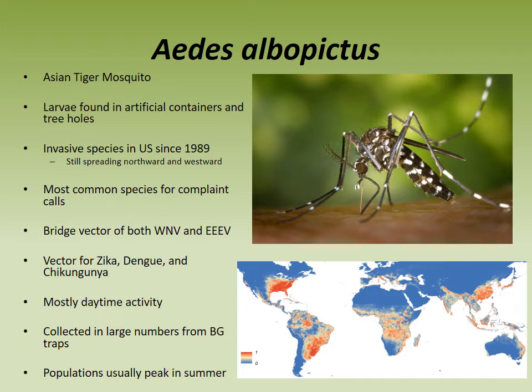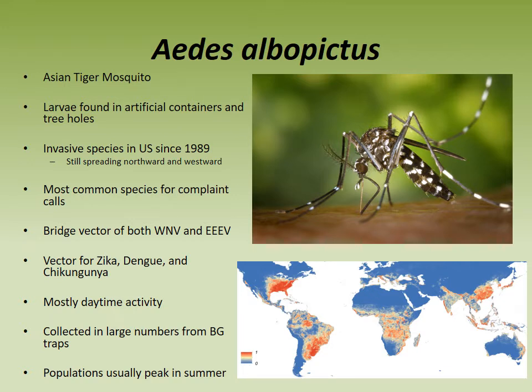But they can be collected in large numbers from BG traps. If you are using CDCs with a BG lure, no light bulb, hanging low, you can also collect large numbers, or so I've been told, you can collect large numbers of albopictus that way if you do not have BG traps. And then populations usually peak in the summer.